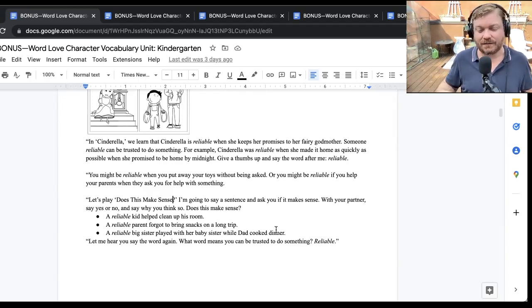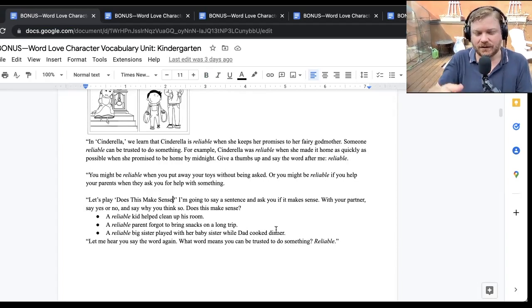Kids can talk, or they could give the gesture and their response, and you can listen in for like 30 seconds and bring them back together. And then you might do a quick debrief. You say, oh, I heard somebody say, yes, it would be reliable for a kid to clean up his room, because we know that reliable means someone that can be trusted to do something. So if you can be trusted to clean up your room, you'd be reliable.